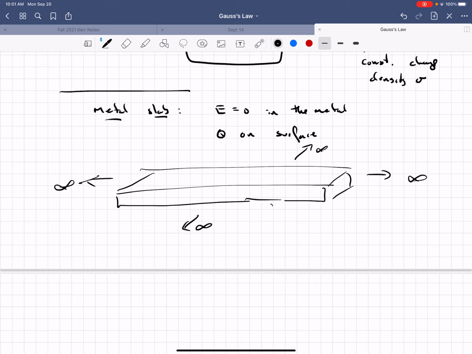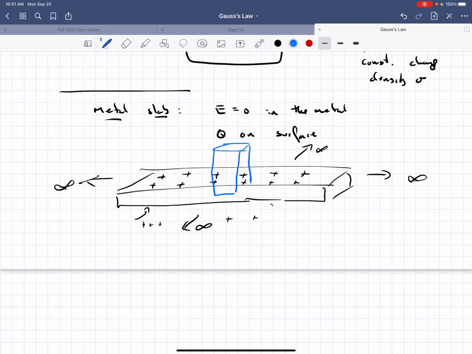And so now if the metal slab has, say, positive charge on it, there's only two sides of the metal slab. There's only two sides because the left and right side goes to infinity, the front and back side goes to infinity. So this bottom also is going to have positive charge on it, right? So there's going to be positive charge on the top of the slab, and positive charge on the bottom of the slab. And then you draw your Gaussian surface in the same way.